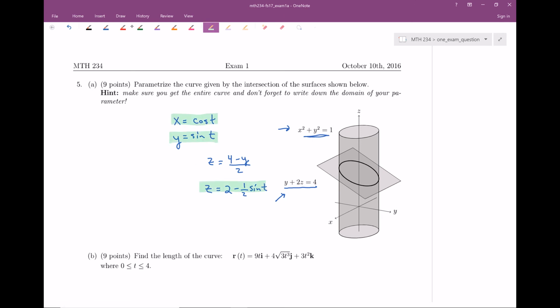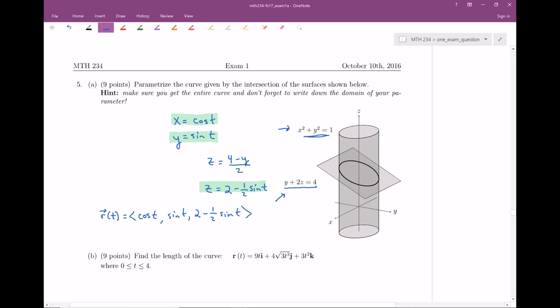If you'd like to put this in vector form, that would look like r of t is equal to, and in the first coordinate, I'd have cosine of t. In the second coordinate, I'd have sine of t. And in the third coordinate, I'd have 2 minus 1/2 sine of t.